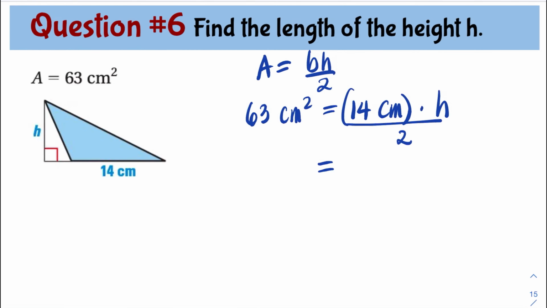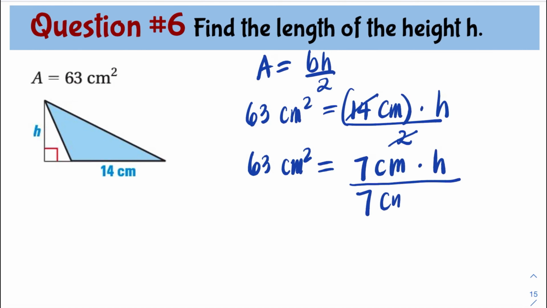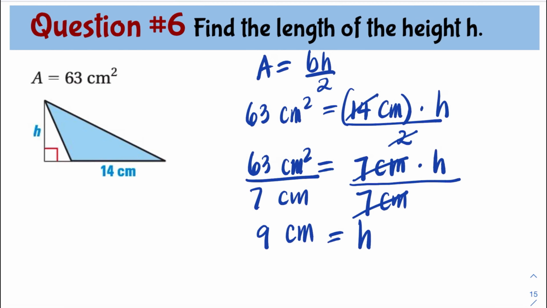So here we can simplify the right side. 14 divided by 2 is 7. So we have 7 centimeters times the height. Left side is 63 centimeters squared. Solving for the height, we do the inverse operation, which is dividing both sides by 7 centimeters. And simplifying this, 63 divided by 7 is 9. So we have 9 centimeters is equal to the height, because 7 divided by 7 is 1. So height is equal to 9 centimeters.